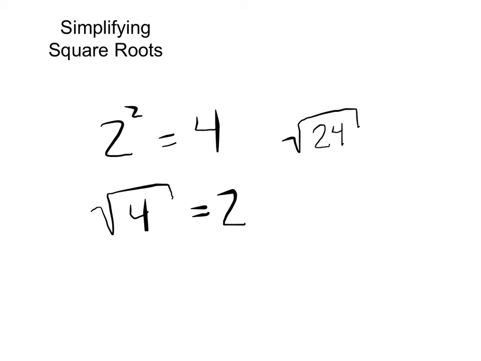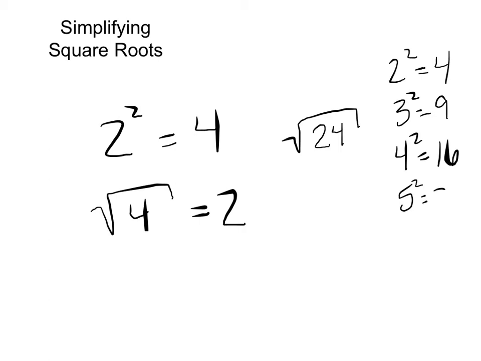We know that 2 squared is 4. 3 squared is 9. 4 squared is 16. 5 squared is 25. 6 squared is 36. 7 squared is 49. And I could go on and on, but I want you to keep those numbers in mind as we're simplifying with our square roots, because we're going to be looking for those numbers that will help us simplify.